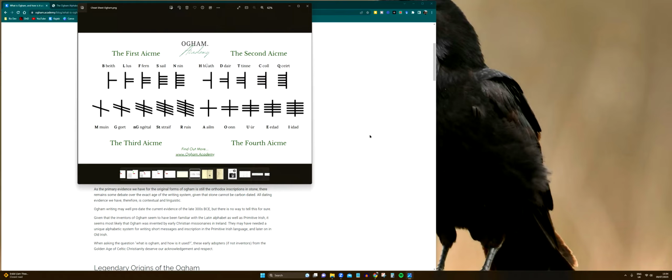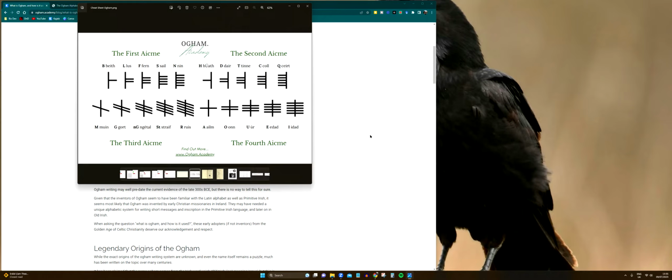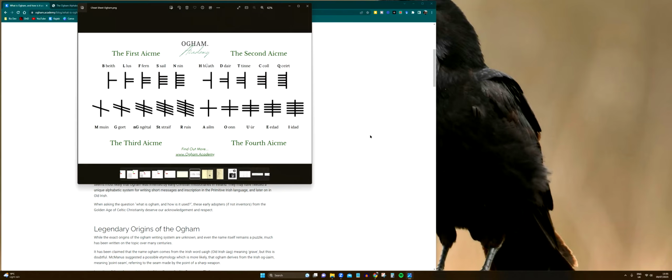Given that the inventors of Ogham seem to have been familiar with the Latin alphabet as well as primitive Irish, it seems most likely that Ogham was invented by early Christian missionaries in Ireland. They may have needed a unique alphabet system for writing short messages and inscriptions in the primitive Irish language and later on in Old Irish. When asked the question, what is Ogham and how is it used? These early adopters, if not inventors, from the golden age of Celtic Christianity, deserve our acknowledgement and our respect.